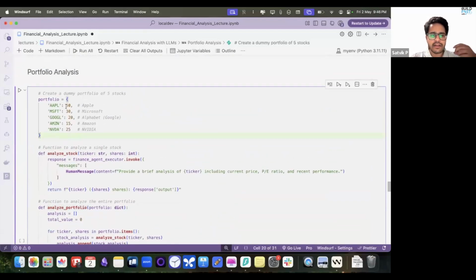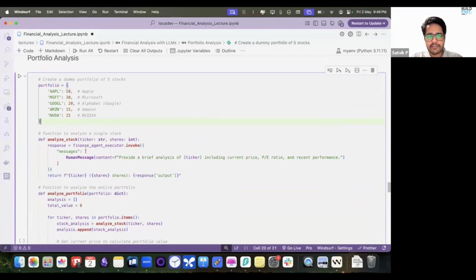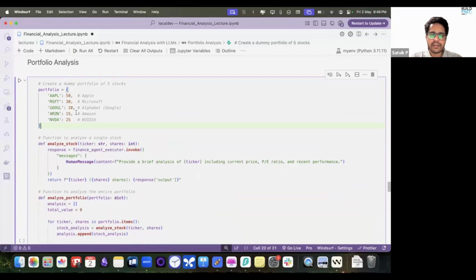This could be anything, right? You could be owning 100 Apple shares and maybe no shares of Nvidia or anything. So here I have written a very simple function where AI will take all the data about these companies and then analyze if my portfolio is right or not. If I need to invest more in something or invest less in something, it should be able to give me suggestions on top of this.